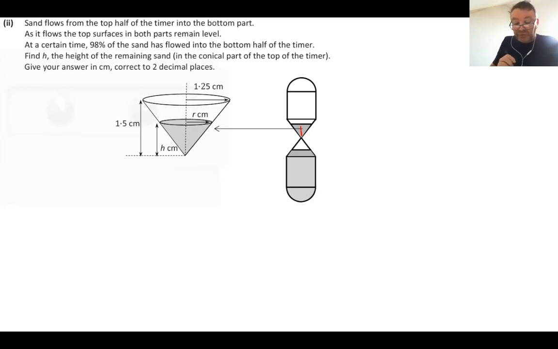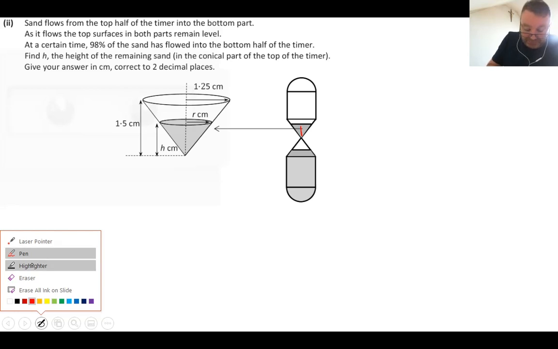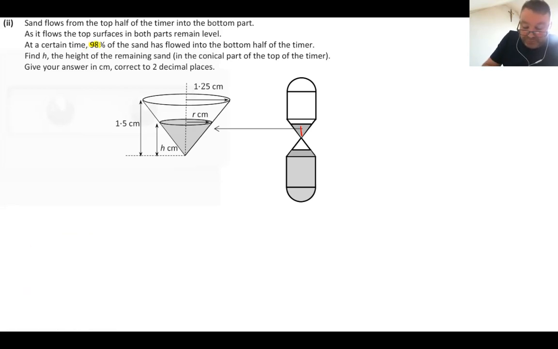Okay, first of all, again, let's highlight some relevant material here. 98% of the sand has flowed into the bottom half. What's my immediate answer to that? My immediate answer is, oh, well then this part here must be the remaining 2% of the volume that we discovered in the first part.